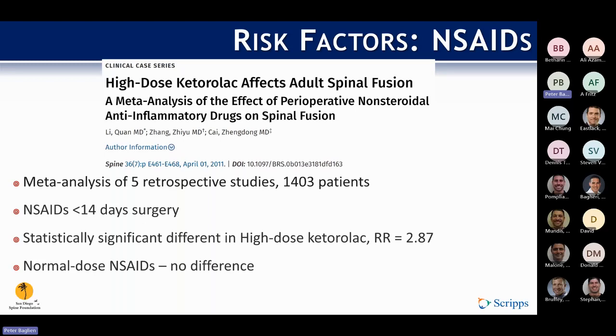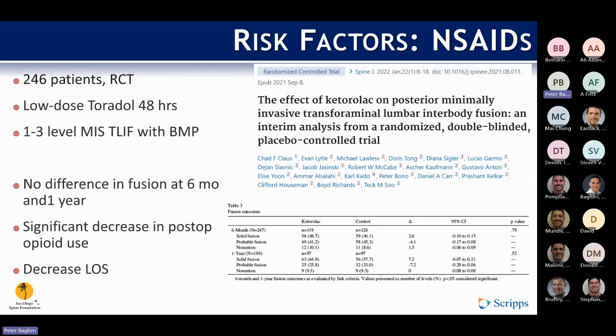This was a 2011 study that looked at high-dose Toradol and spinal fusion. It was a meta-analysis of 5 retrospective studies that looked at over 1,400 patients, and all these patients received NSAIDs for less than 14 days following surgery. In the patients that had high-dose Toradol, they did note almost 3 times the relative risk of going on to pseudoarthrosis versus normal-dose Toradol or NSAIDs. There was no difference.